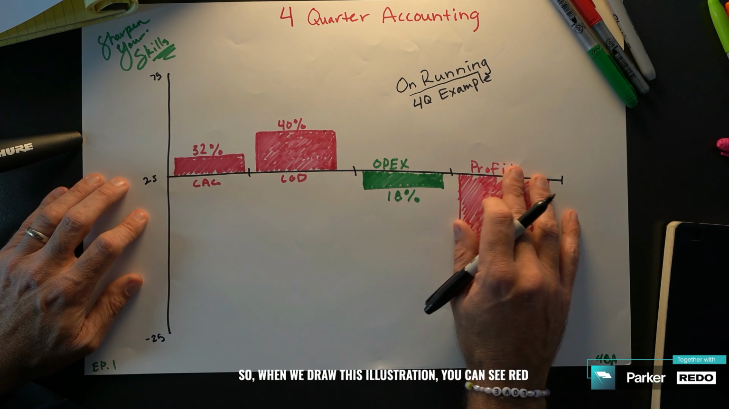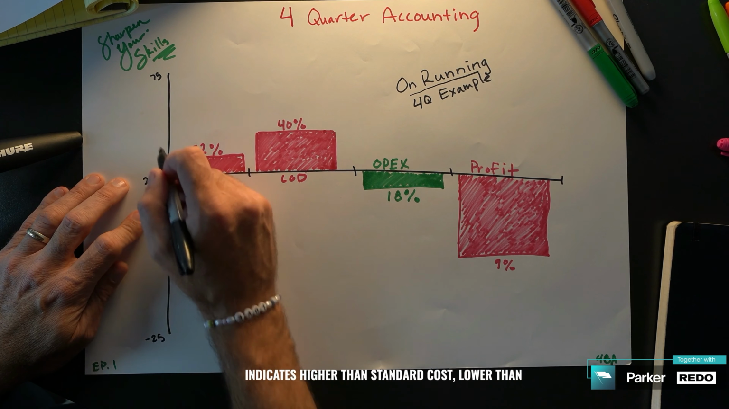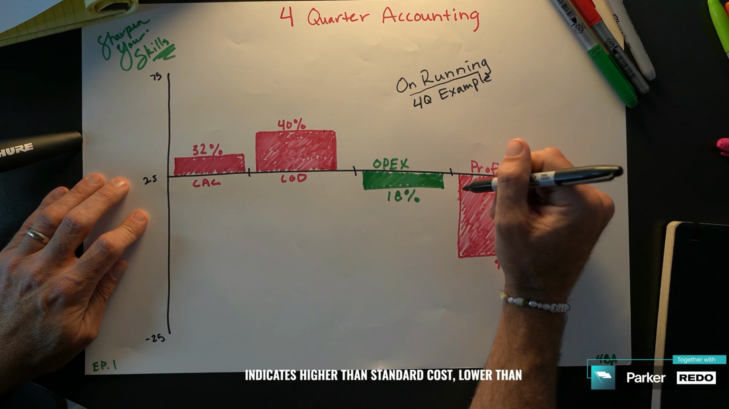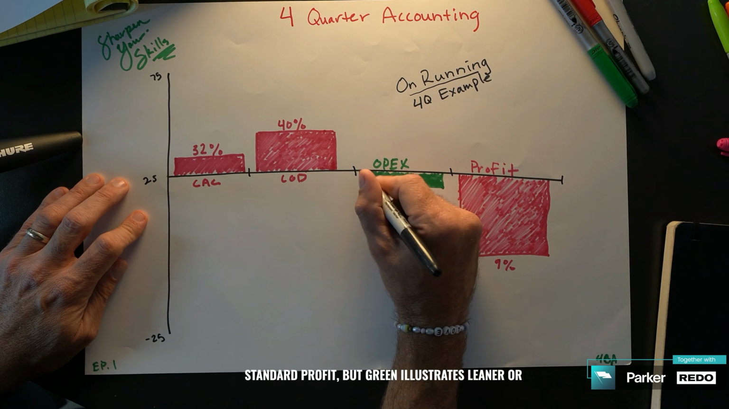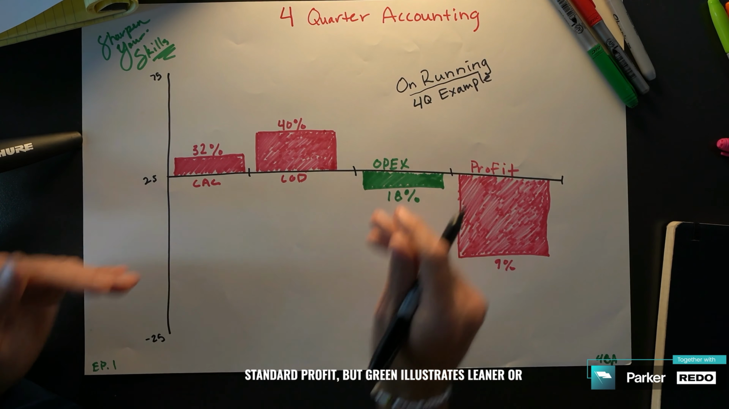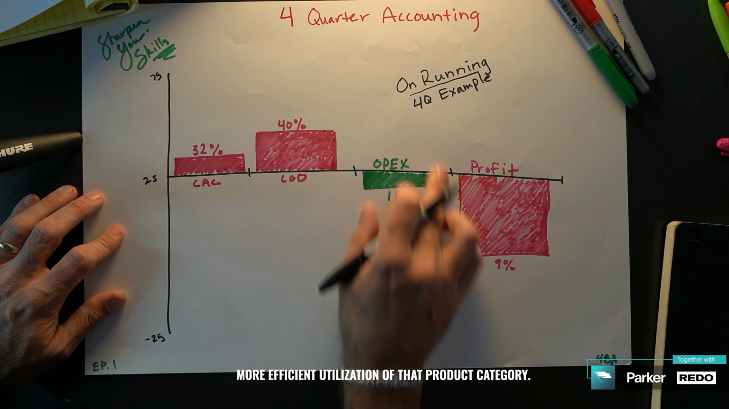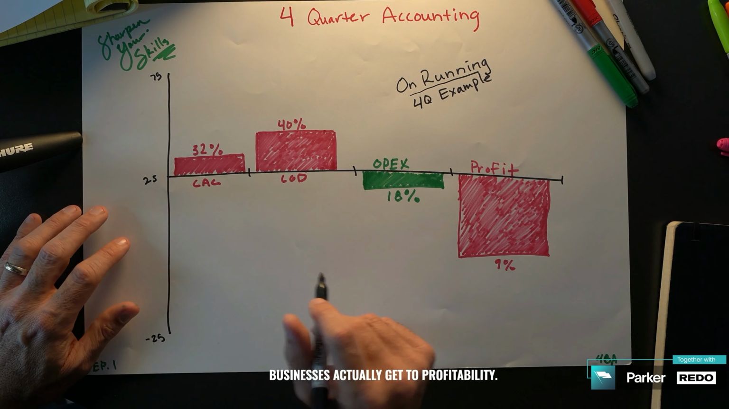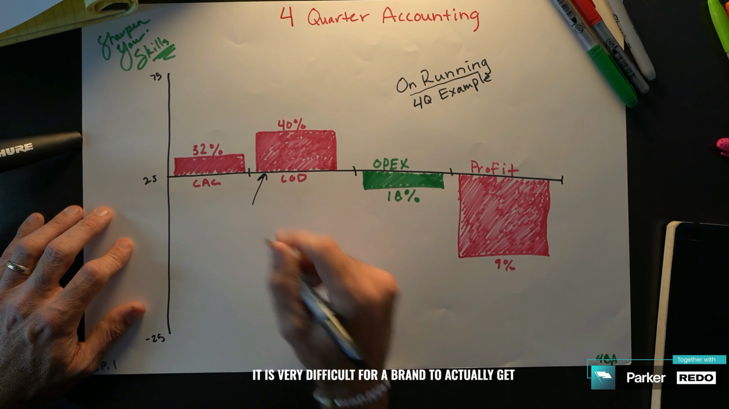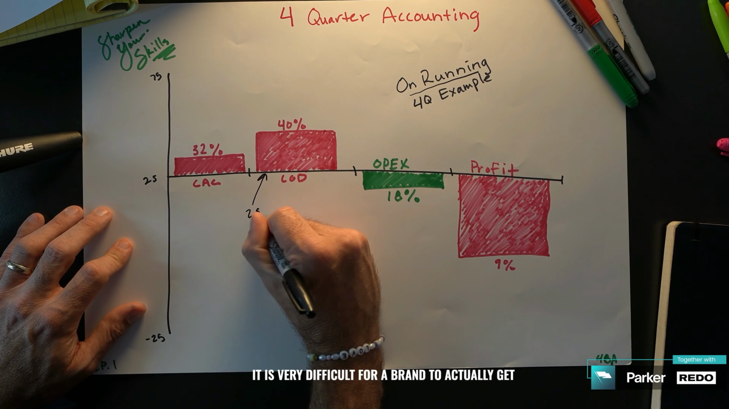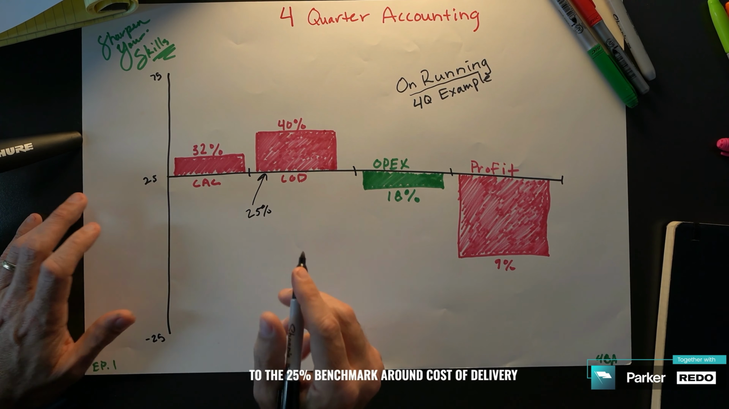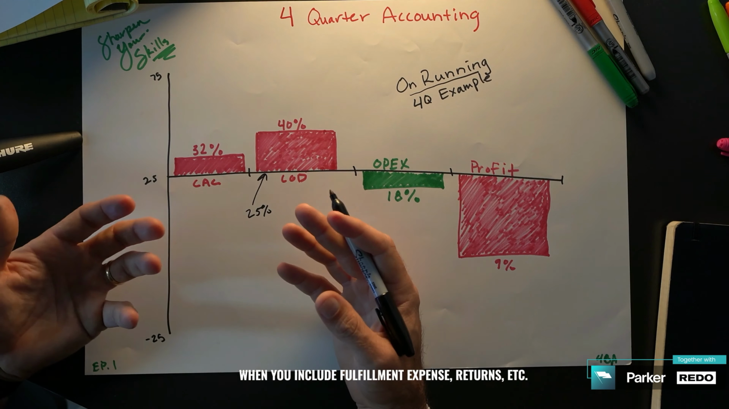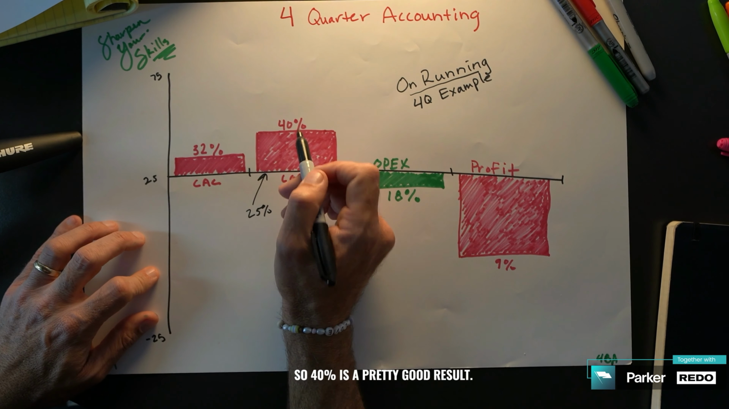So when we draw this illustration, you can see red indicates higher than standard cost, lower than standard profit, but green illustrates leaner or more efficient utilization of that product category. So this illustrates the way that most e-commerce businesses actually get to profitability. It is very difficult for a brand to actually get to the 25% benchmark around cost of delivery when you include fulfillment expense, returns, etc.